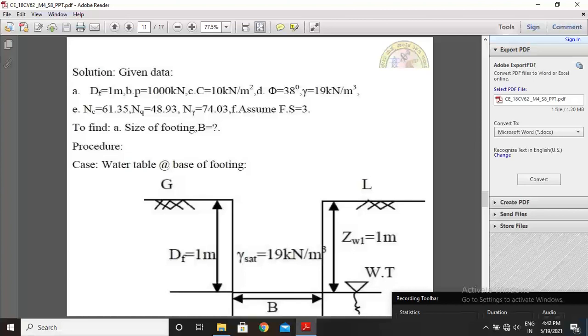Procedure. Water table at base of footing. So then you draw the diagram. So this is the diagram. Depth of footing is 1 meter and width of footing is B, and saturated unit weight is 19 kilonewton per cubic meter is given, and water table at the base of the footing means water table starts here at the base, and then this distance ZW1 is 1 meter. Okay.